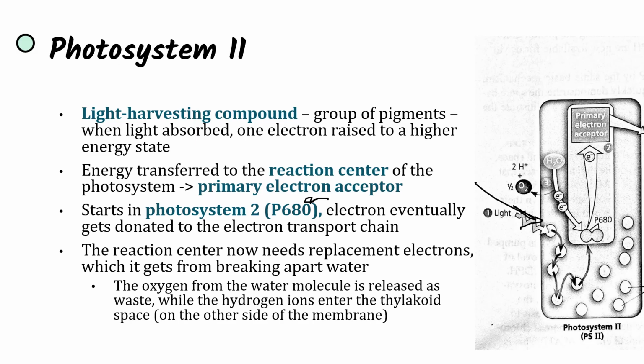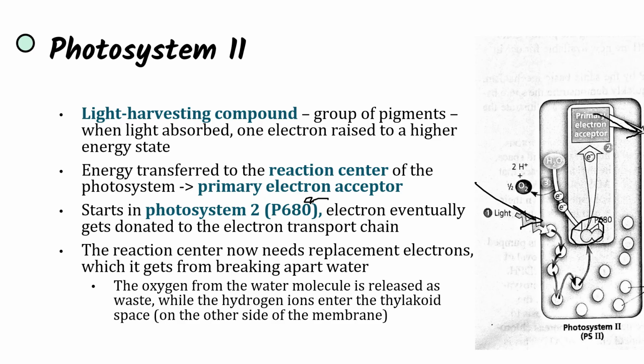It's going to jump around the light harvesting compound until it reaches the reaction center, and then will be transferred to the primary electron acceptor, where it will then go into an electron transport chain, moving on through the process of photosynthesis. However, this process is obviously going to use up electrons that have been taken up by the primary electron acceptor and transferred on. And these replacement electrons are gotten from breaking apart a water molecule.